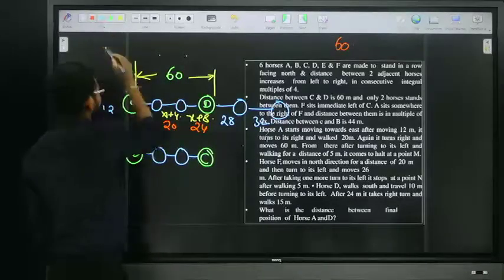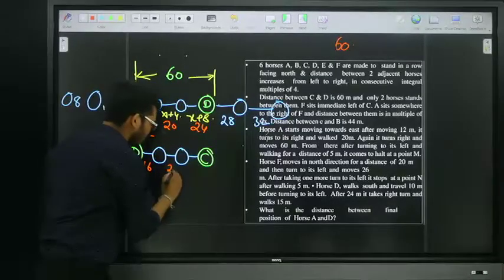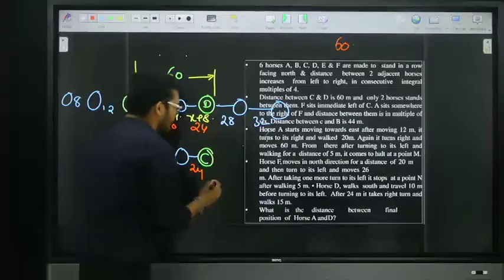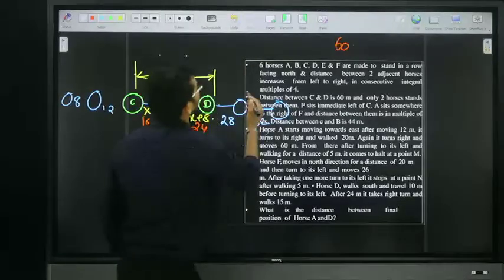See here, this one is 16. Next one is what? 20. Next one is what? 24. Next one is what? Again we are having 1 horse.